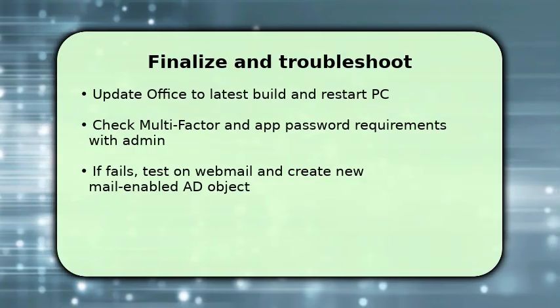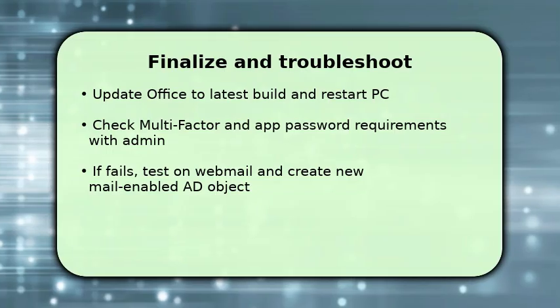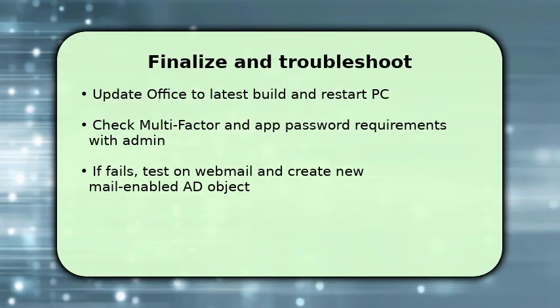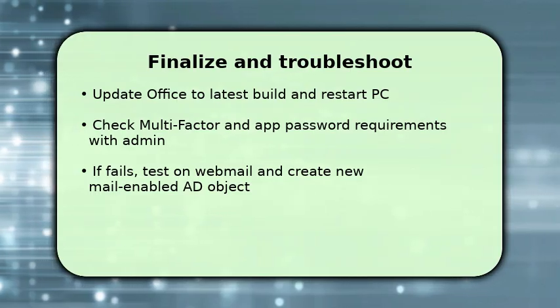Finish by updating Office and verifying external factors. Update Office to the latest build, restart the PC, and then sign into Outlook. Updates often fix authentication bugs.